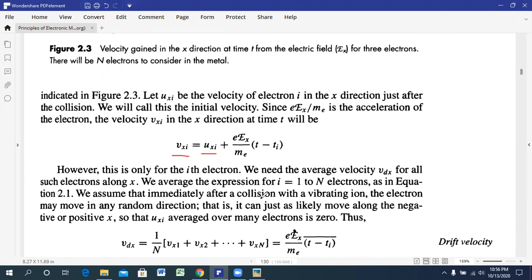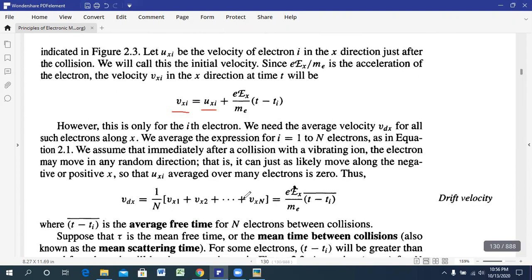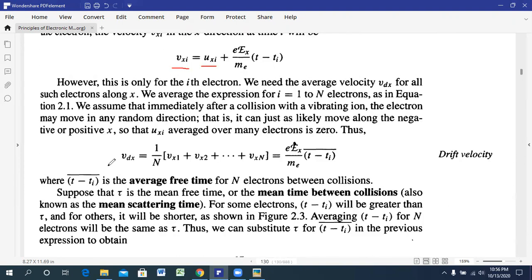Now similarly we know that Vdx equals to drift velocity or the average velocity of n number of electrons. So take all the velocity divided by the number of electrons. So this one is the velocity, and we also know that velocity divided by the time is the acceleration. So if we look, this one is the time. If we divide these things here, then that one will give us the acceleration. So what is acceleration? Acceleration equals to E of x divided by Me. Is that clear?